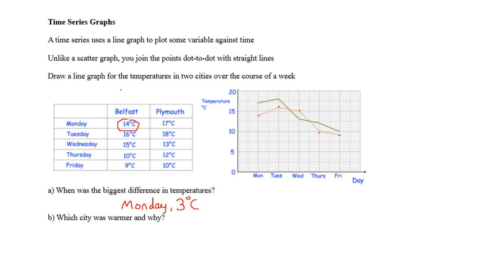Second question, which city is warmer and why? Well, it looks like Plymouth, and there's a lot of different ways you could argue it. You could find an average for the whole day, but I would say the easiest explanation would be that it's hotter on 4 days out of the 5. The line is above the Belfast line 4 times out of 5.